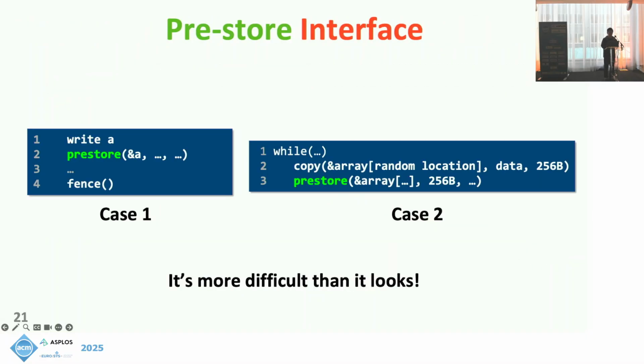And now we have finished introducing case 1 and case 2. Let's do a quick recap by looking at the interface of pre-store. For case 1, we follow the write with the pre-store in the background, hoping that the write will finish before it stalls the CPU. And for case 2, we follow the heavy write with the pre-store to eliminate the write amplification. It seems like a relatively easy task, but it's more difficult than it looks.